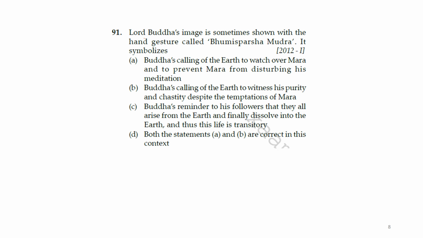Next question: Lord Buddha's image is sometimes shown with the hand gesture called Bhumi Sparsha Mudra. It is symbolic. The hand is held like this, the Bhumi Sparsha Mudra. So what is the meaning of that? Buddha calling the earth to watch over Mara and to prevent Mara from disturbing his meditation; or Buddha calling the earth to witness his purity and chastity despite the temptation of Mara.